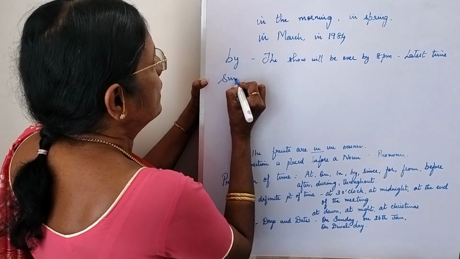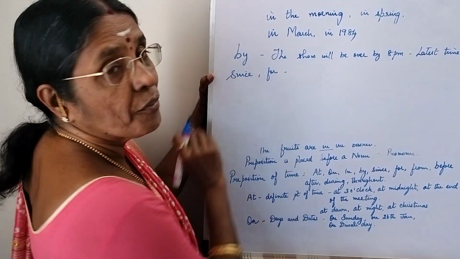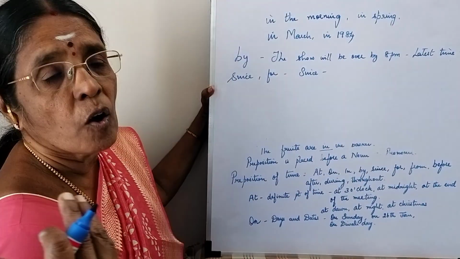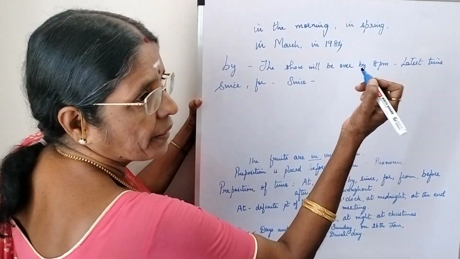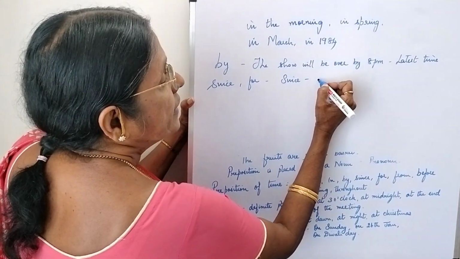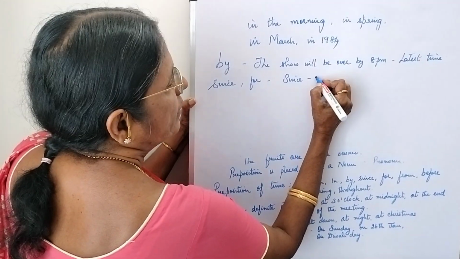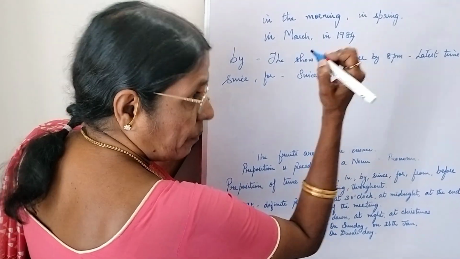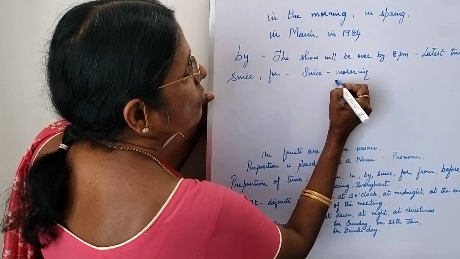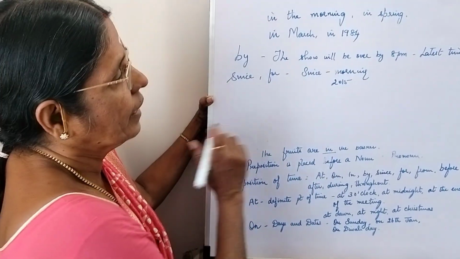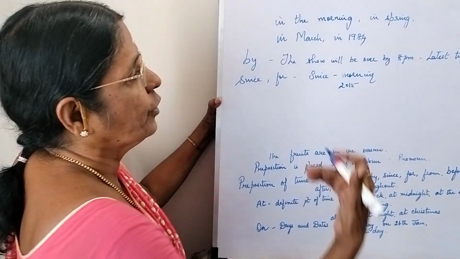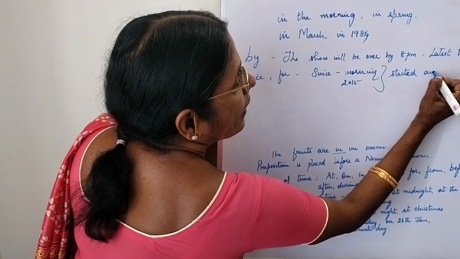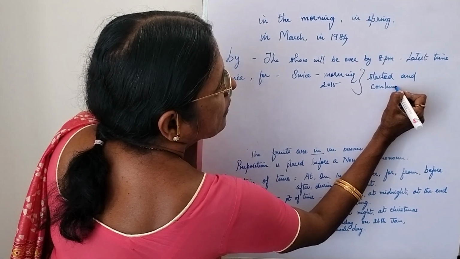Okay. Then since and for. Here again you have to be careful. Since. Since from that time it is still going on. It started at one particular period and it is still going on. Right. It is raining since morning. Then I'm living in this apartment since 2015. Okay. So from that period till now, still it is continuing. So it started and is continuing. That is how you use since.